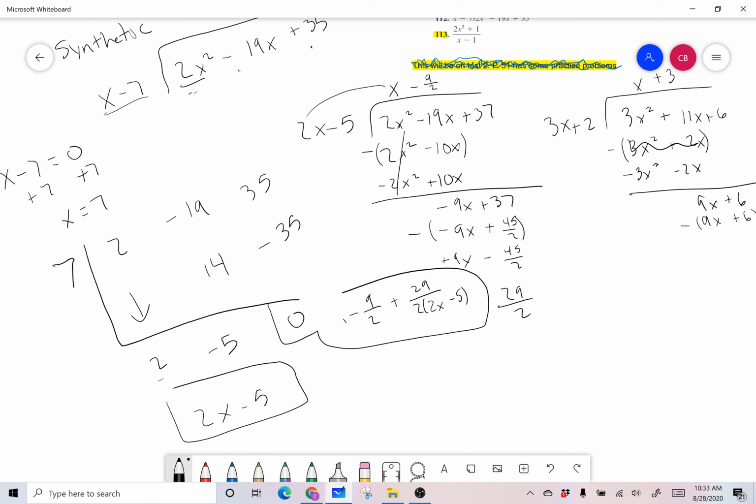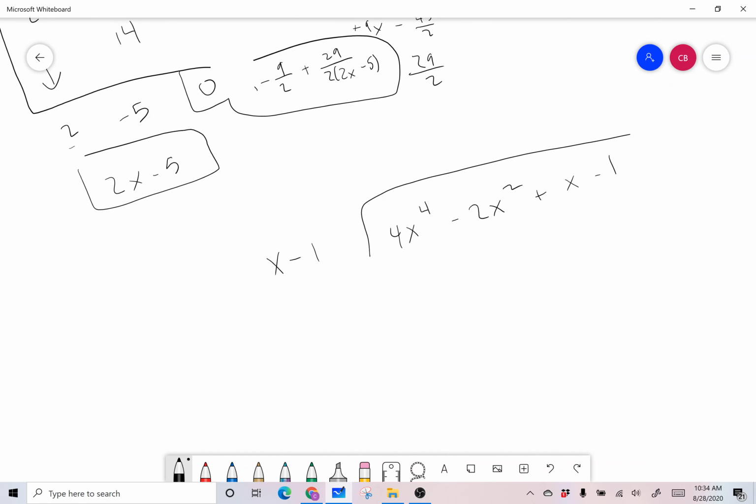Let's do another example of this. Let's say I give you the following, 4x to the 4th, and we want to divide by x minus 1. Okay, so we give you this. Then if I go x minus 1 equals 0, I get 1 is what x is. So I have 1 here. And our coefficient here is 4.